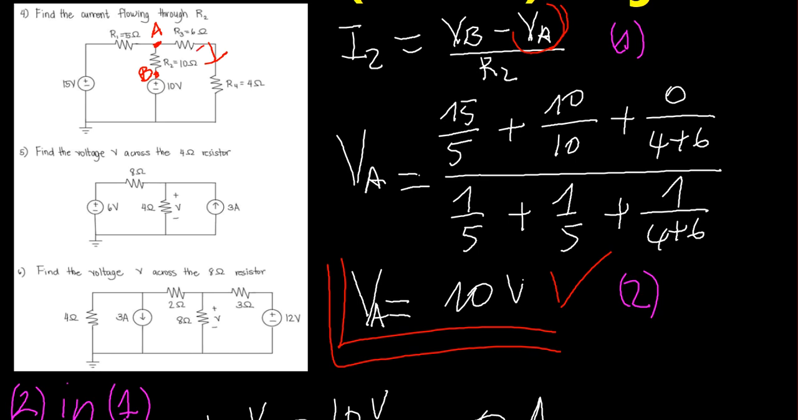This means that I2 is equal to 0 amp, fully charged. No problem. Let us now move to exercise number 2. Find the voltage V across the 4 ohm resistor.